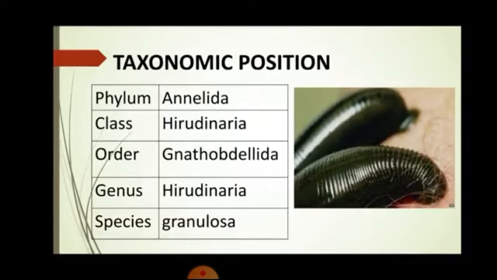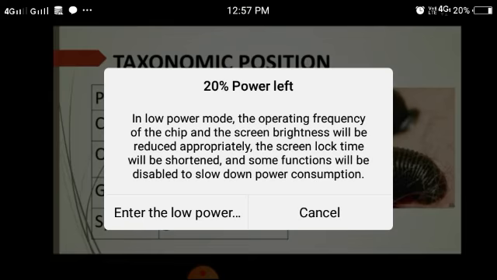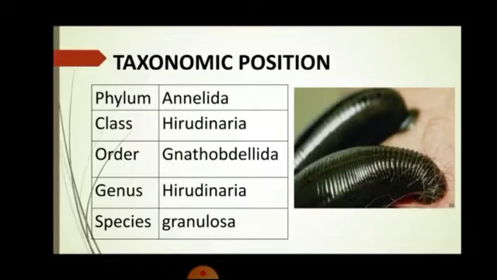Now we'll see the taxonomic position of leech. So it includes phylum, class, order, family, genus. So it belongs to the phylum Annelida, to the class Hirudinaria, order Gnathobdellida, genus Hirudinaria and species granulosa. So the scientific name of this Indian cattle leech is Hirudinaria granulosa. Based on the genus and the species name, we scientifically call this leech Hirudinaria granulosa.